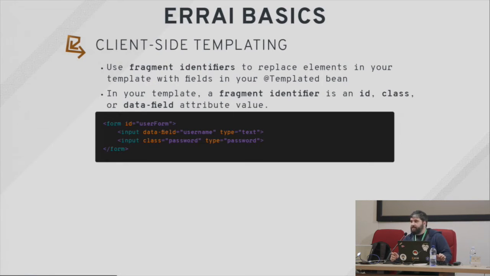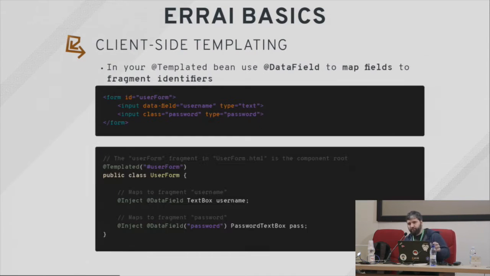Once you've declared a templated bean, you can use what we call fragment identifiers to replace elements in your template with UI components that are fields in your templated class. A fragment identifier is just an ID or a class or a data field attribute on an element in your template that uniquely identifies it. So in this snippet here, every element has a different kind of fragment identifier that can be used to isolate or refer to it.